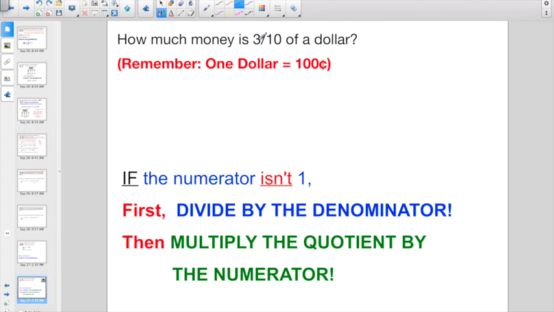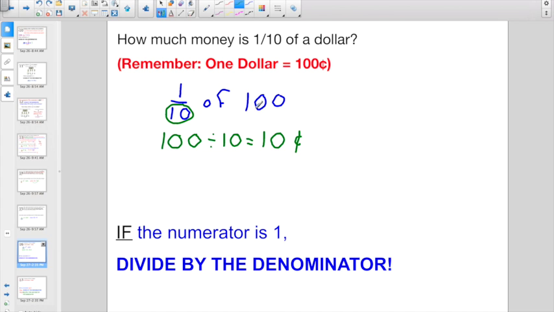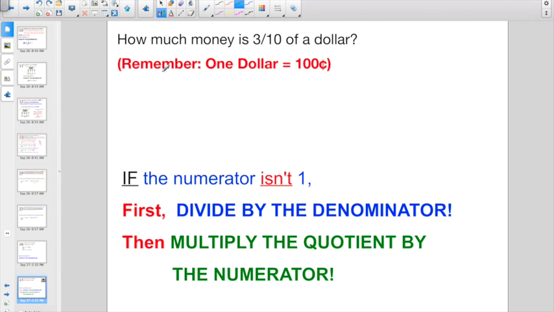So how much money is 3/10 of a dollar? Remember, if the numerator isn't 1, you start off by dividing by the denominator, but then you gotta multiply the quotient by the numerator. We found out over here that 1/10 of a dollar is 10 cents. So 3/10 of a dollar, you would have to take 10 cents, which is 1/10 of a dollar, and multiply that by the numerator. 10 cents is 1/10 of a dollar, but I have 3 of them, 3 groups of 10 cents, and that would give us 30 cents. 10 cents times 3 for the numerator is 30 cents.